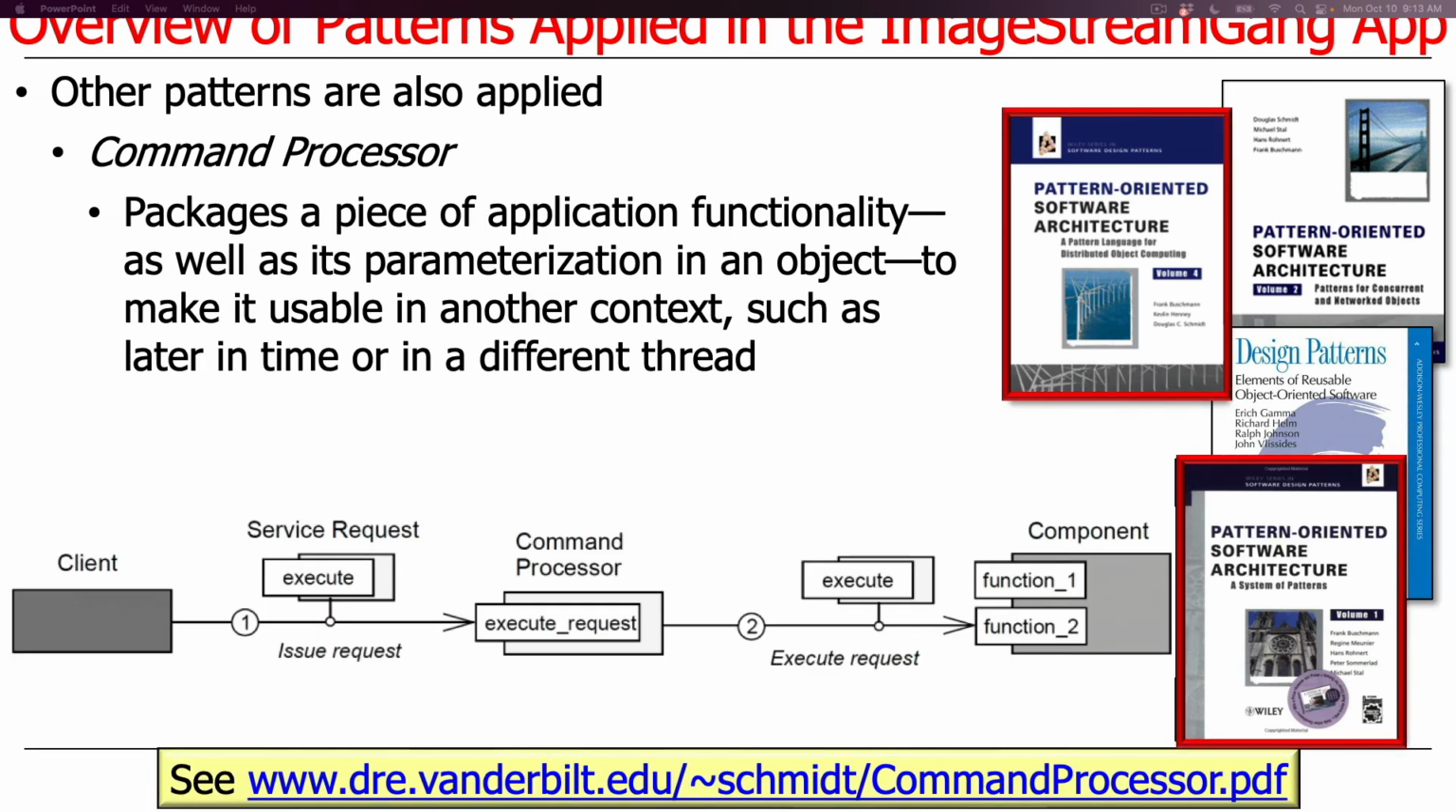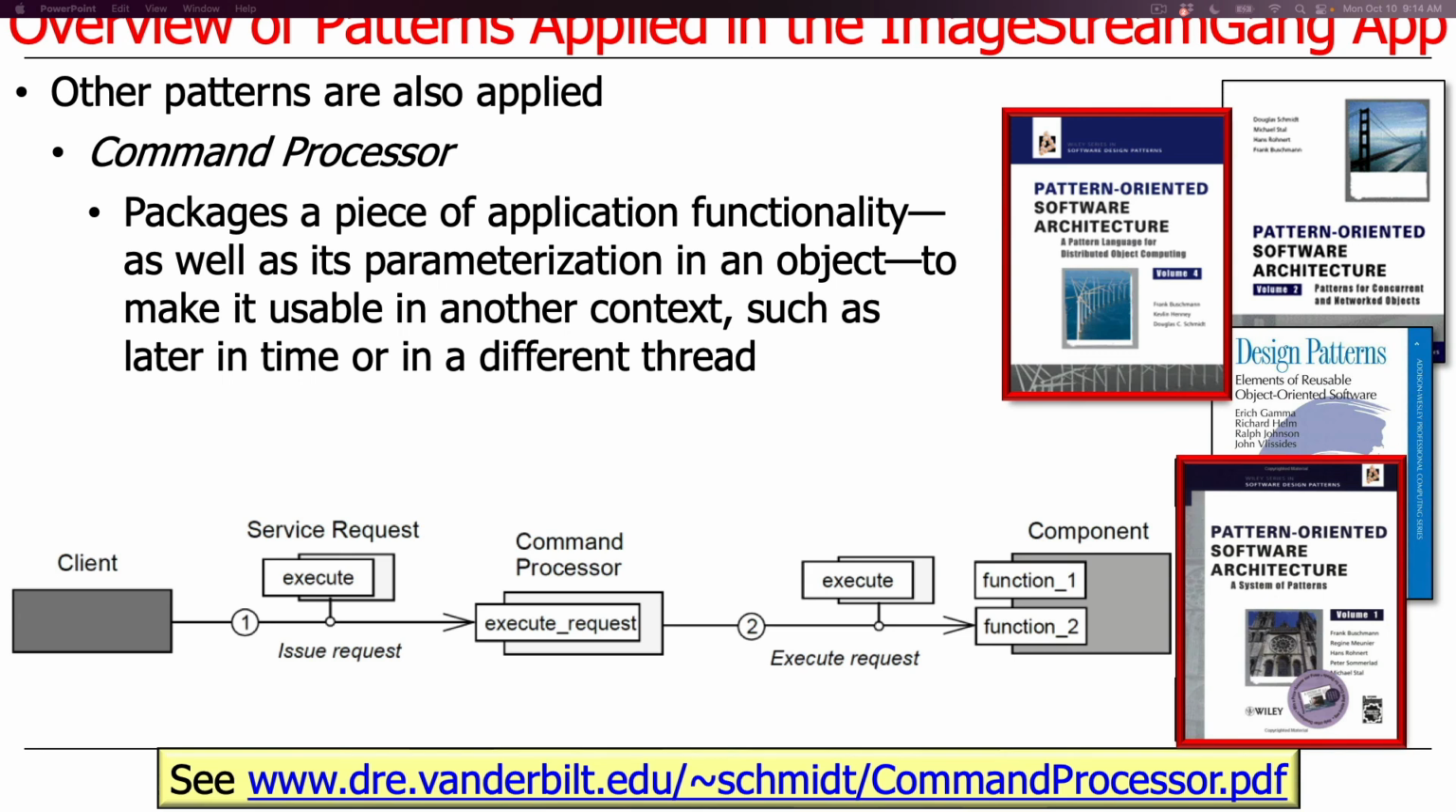Yet another pattern that's really quite powerful and important is called Command Processor. This is a pattern that appeared in the POSA 1 book. It's a little bit like the Command pattern from the Gang of Four book, but it has a little twist to it that's somewhat different than just vanilla Command. In particular, what Command Processor does is package a piece of application functionality in an object to make it usable in some other context, such as later in time. You could queue them up for later processing, for example, for a history list. Or you could run it in a different thread, either in the same process, or in a different process on the same machine, or in a different process on a different machine.